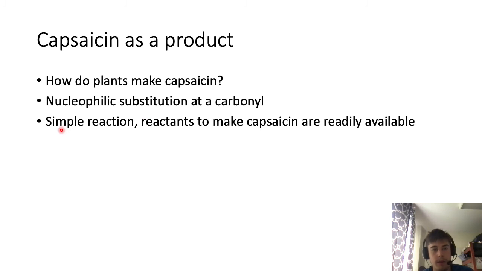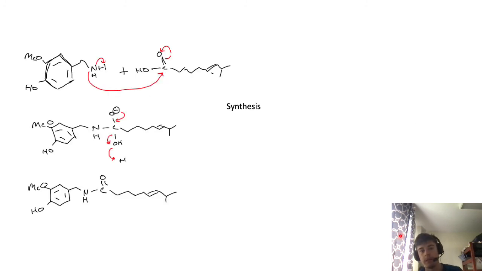How these plants make it is a really simple reaction. It's just the reverse of what we just showed. It's a simple nucleophilic substitution. This one does not need to be acid catalyzed because we are adding an amine group instead of taking off an amine group, which you'll remember from lectures is very hard to do. So this is just the simple synthesis.